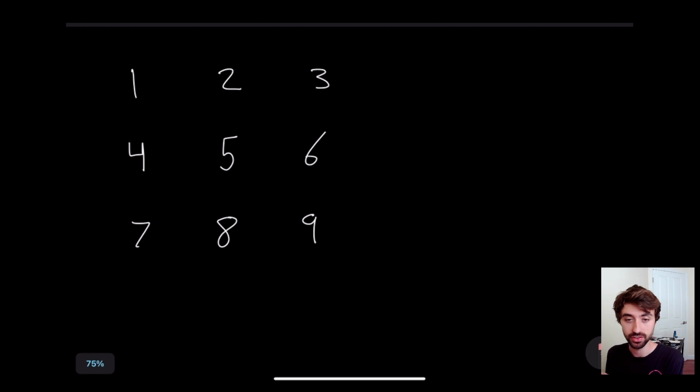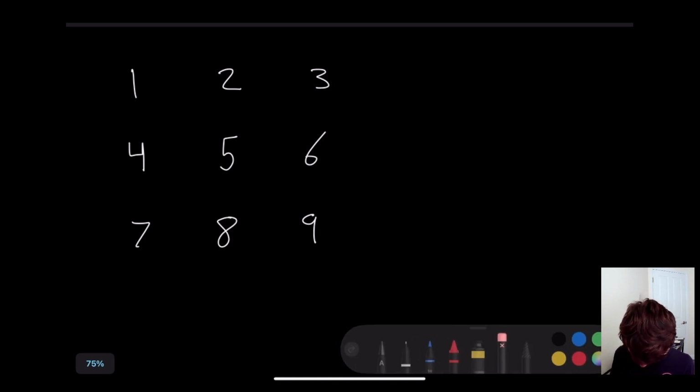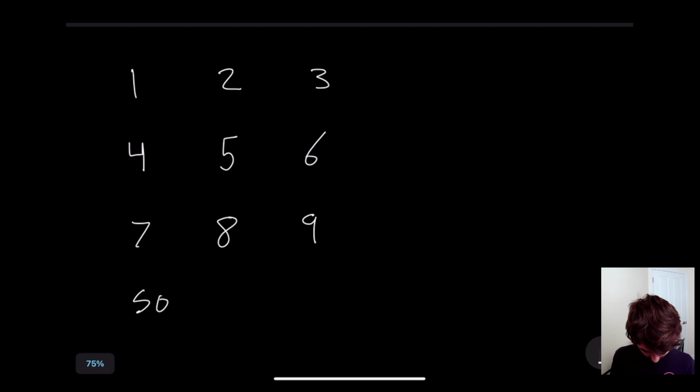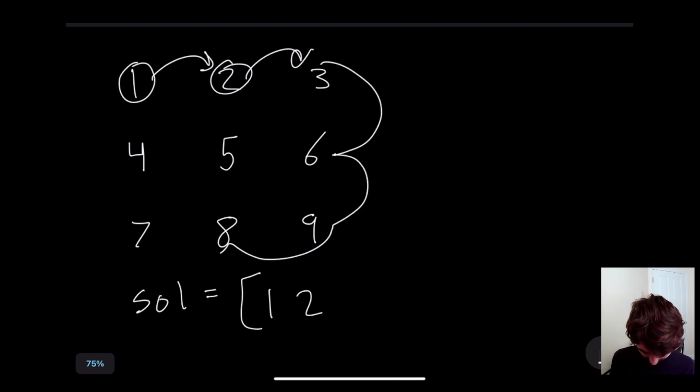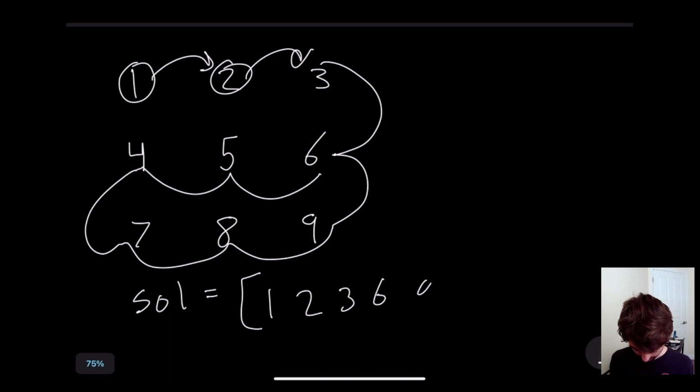I think we have to just go in the spiral order around the matrix and add all those values to an array. So what I mean is, for instance, if we have our answer, we'll call it solution. I think we just start at the top with 1, and we add that. We jump to 2, we add that, then to 3, then to 6, 9, 8, 7, 4, 5, and we add all of those. I'll write them out just so we have it.